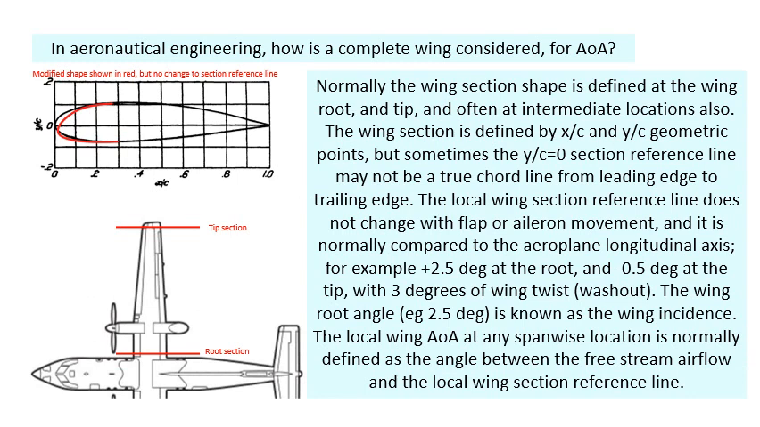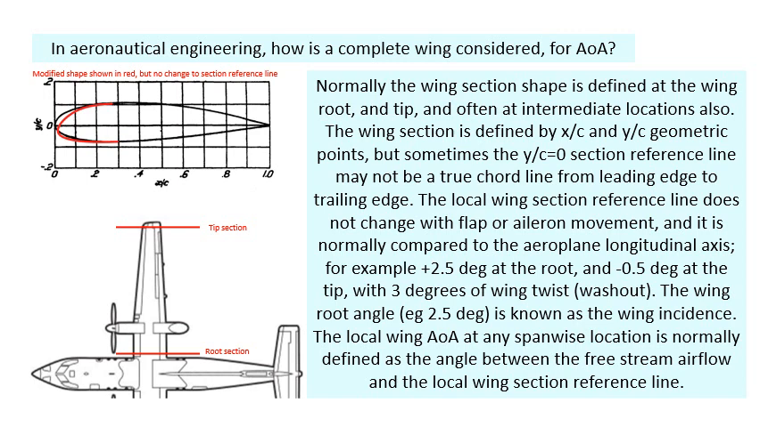Now, what about a complete wing? Normally the wing section shape is defined carefully at the wing root and tip, by X over C and Y over C points, many points. The Y over C might be labeled Z over C, but the Y over C equals 0 section reference line may not be a true chord line. You might find that. But the local wing section reference line, whatever it is, does not change with flap or aileron movement, and it's normally compared to the aeroplane longitudinal axis.